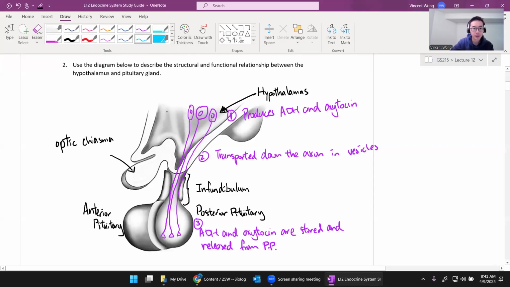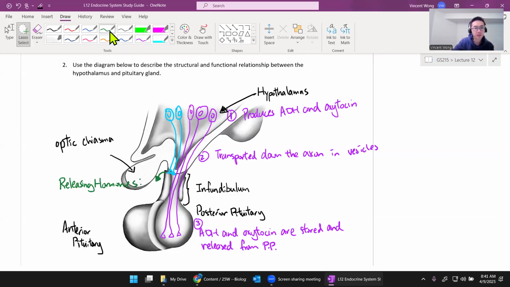Now, on the other side, there are other neurons. These neurons secrete 2 kinds of hormones. It's also gonna come out from here. It's gonna secrete releasing hormones. And there are three releasing hormones we've learned.